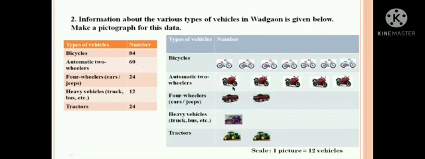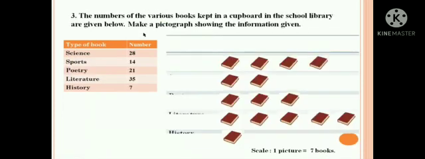Next comes four-wheeler. And for that, 24 is given, 12 twos are 24. So you have to draw only 2 pictures. The next, heavy vehicle. 12 is given, so 1 picture is equal to 12 vehicles. So for heavy vehicle, you have to draw only 1 picture. And the last is tractor. Again the number is 24. So you are going to draw 2 pictures because it will be 24.